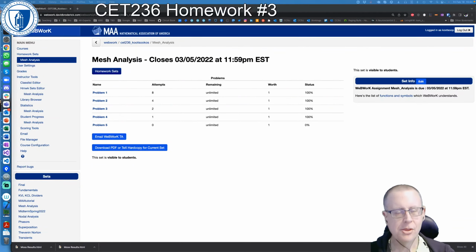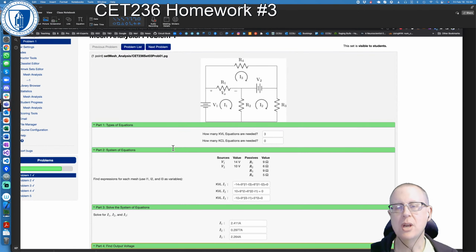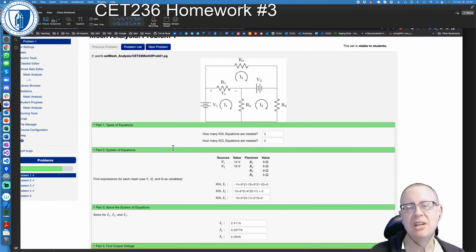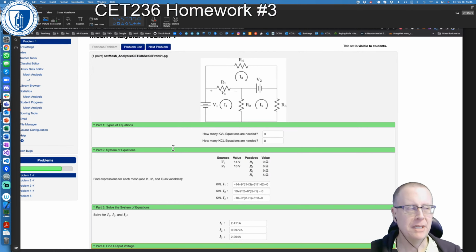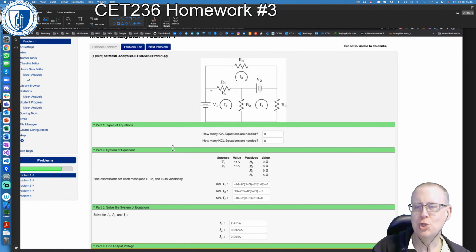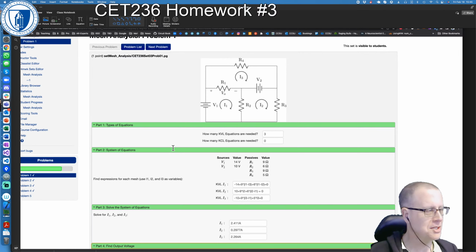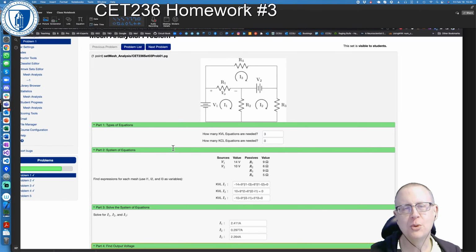Hi, I thought it would be good to go through my solutions to the mesh analysis homework. Now, this is in WebWorks, so all of the numbers for me are going to be different from your numbers, or at least a little bit. But it's not going to give you the answers, but it should at least help you prompt in the right direction. Now, all of these start out with part one, figuring out what sort of equations we need to use, right?